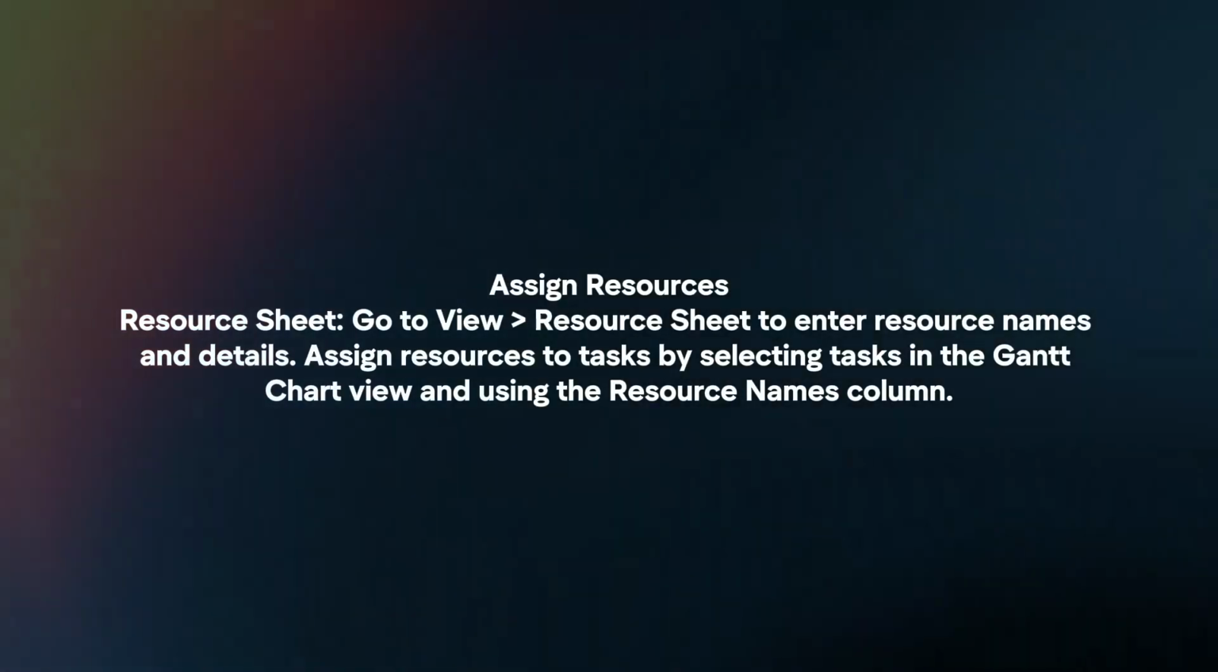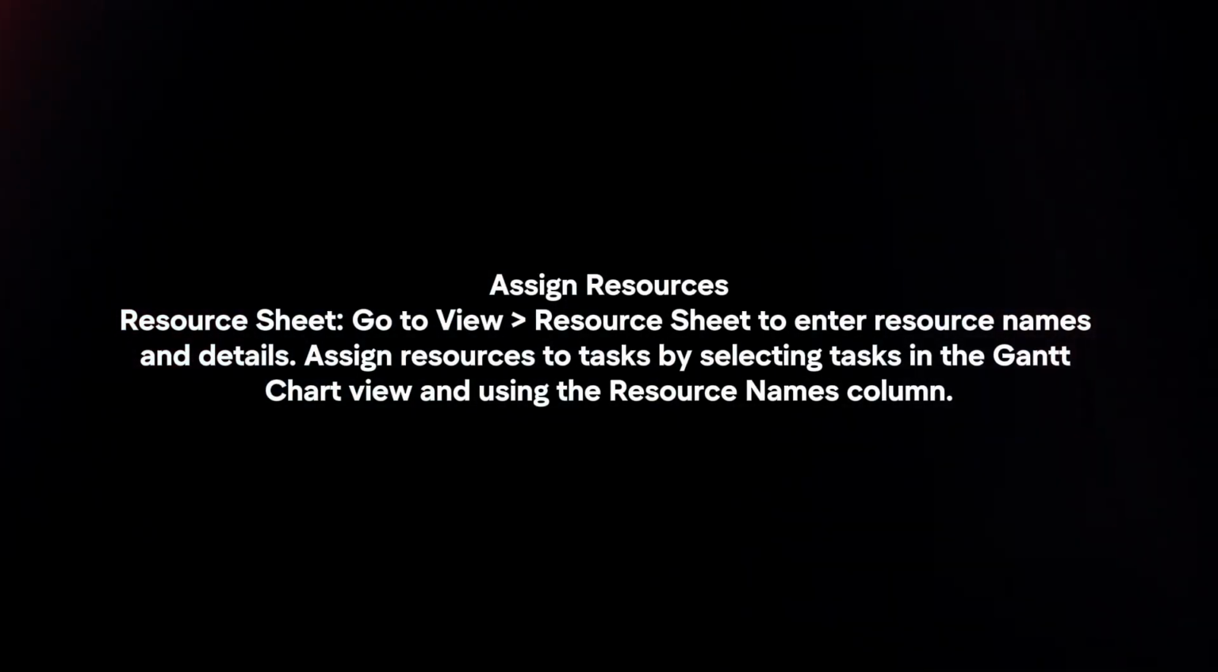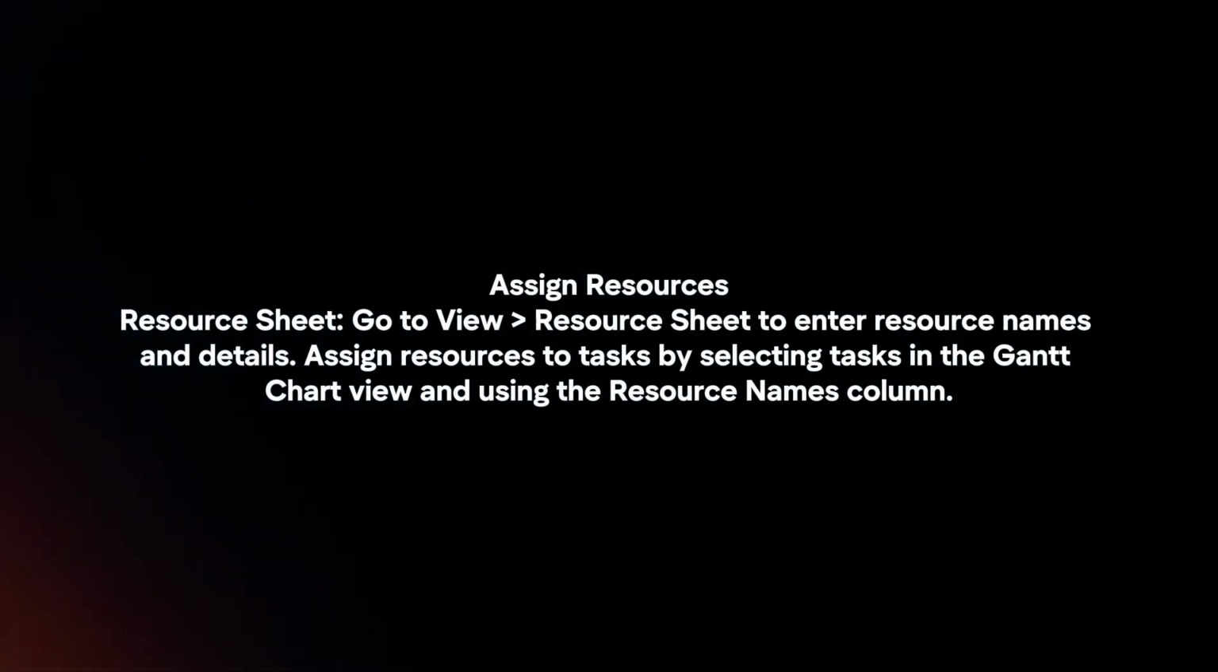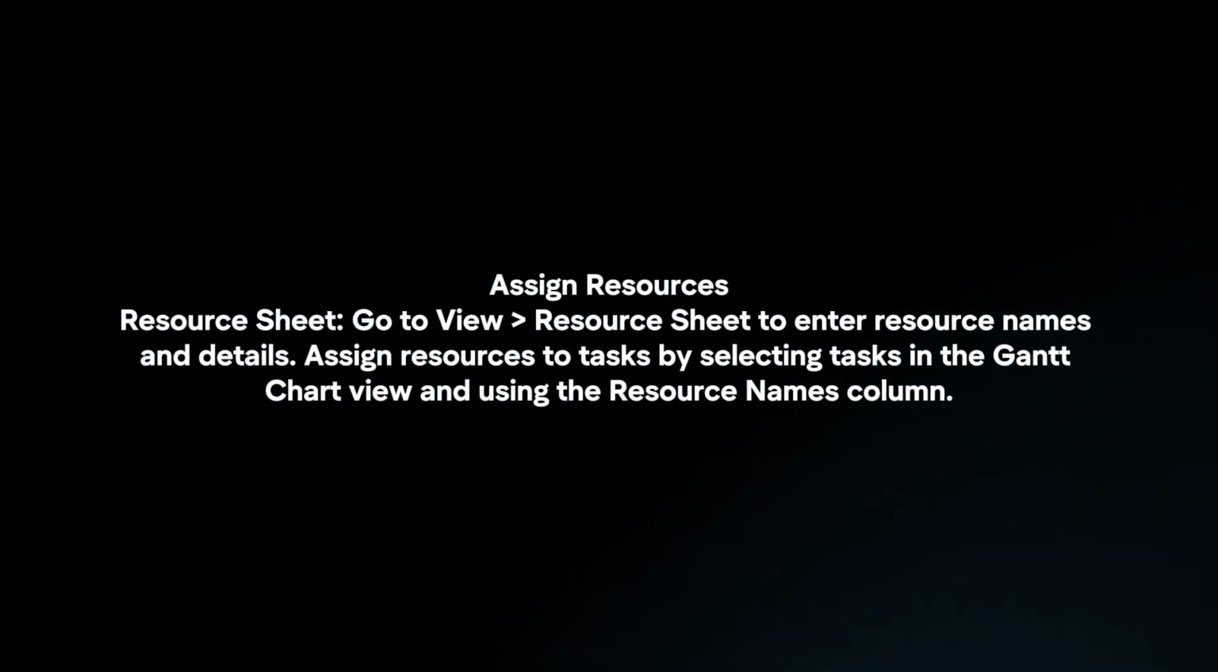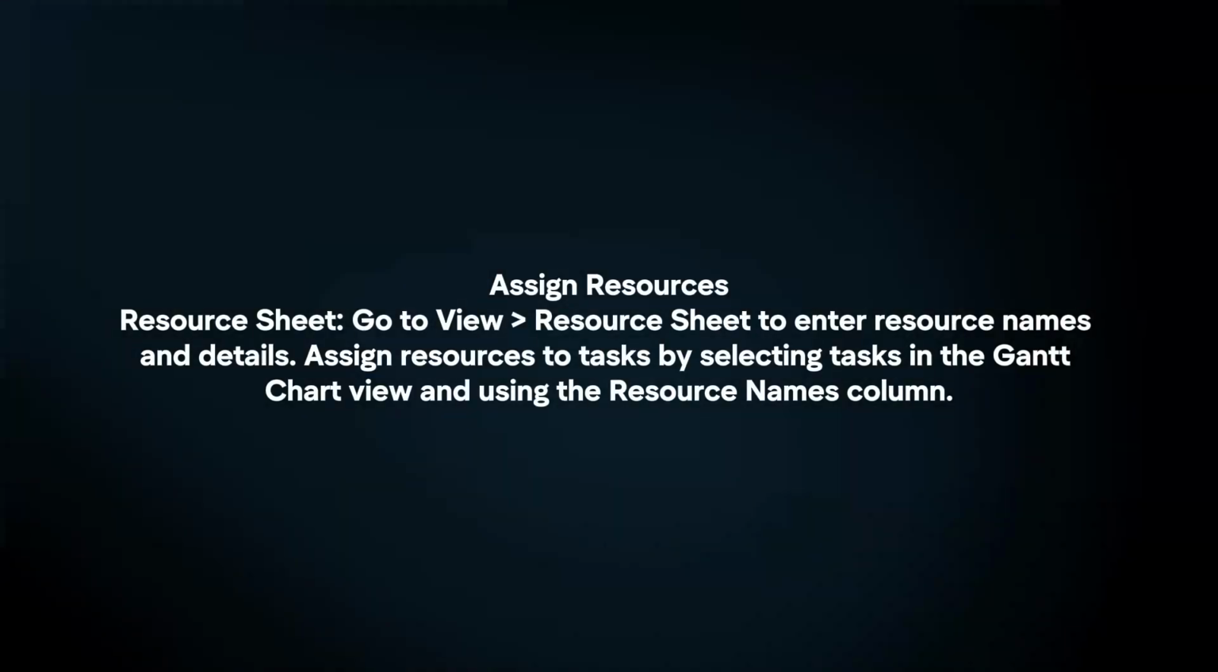Assign resources. Resource sheet. Go to View, Resource Sheet to enter resource names and details. Assign resources to tasks by selecting tasks in the Gantt chart view and using the Resource Names column.